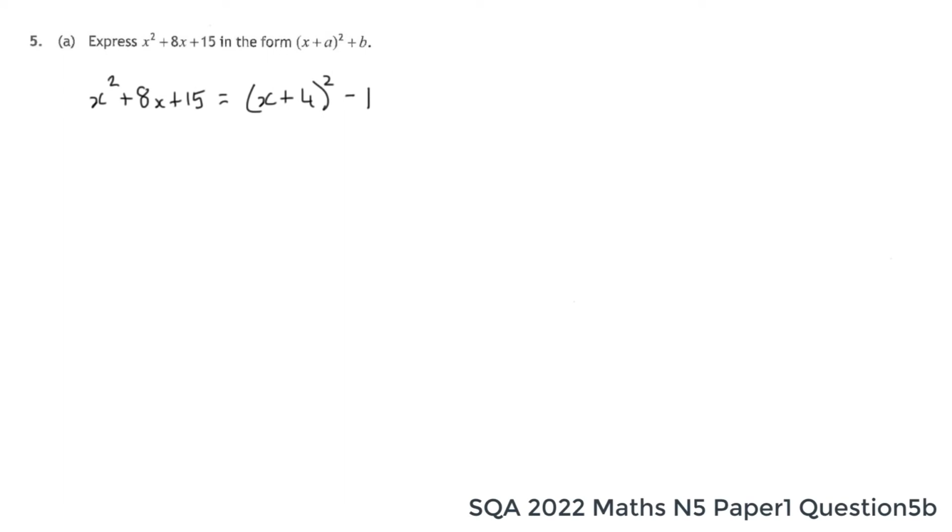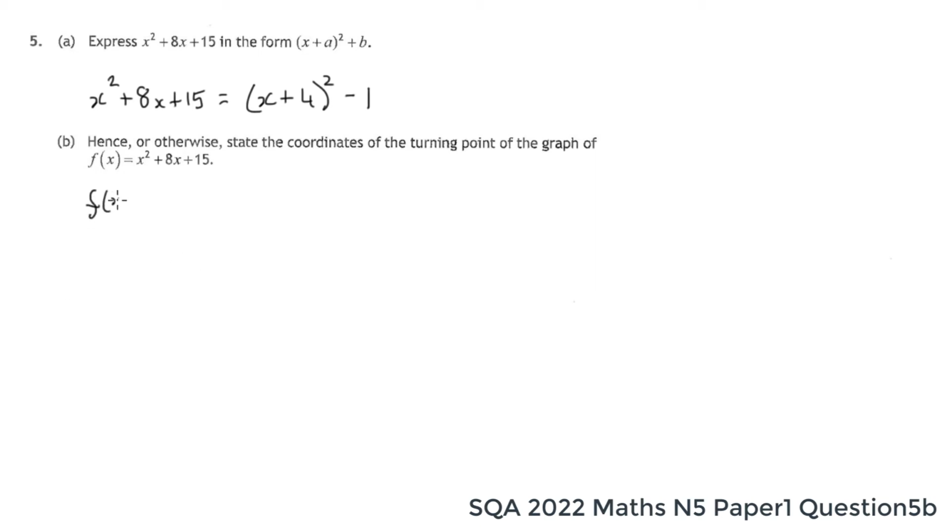So now let's look at part B. And we're now asked hence or otherwise. Hence would imply we're using the answer that we've just worked out. Hence or otherwise state the coordinates of the turning point of the graph of this function f of x equals x squared plus 8x plus 15. So we're basically looking at the graph of f of x equals x plus 4 all squared minus 1, and trying to determine where the turning point of that graph is.